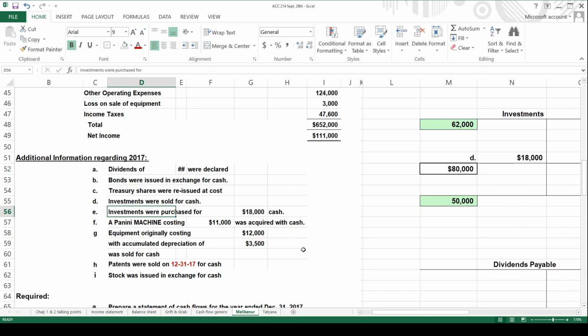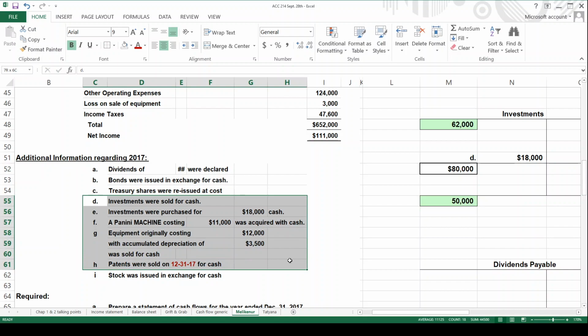And it says an investment costing $18,000 was purchased with cash. So all this stuff here is going to involve investing activities in this area here. All right, so we're on investments, right?